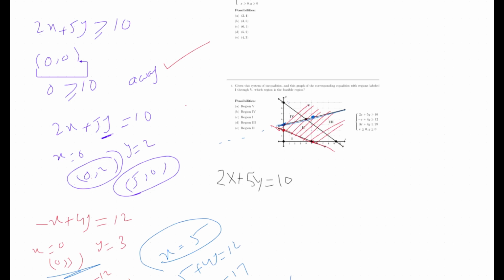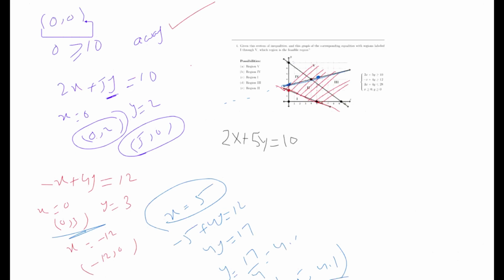Perfect. Now let's take the test point. Negative x plus 4y is greater than or equal to 12. Test point 0 comma 0. 0 is greater than or equal to 12. It's false. So for this one, the solution region will be away from the origin, not towards the origin. So it's going to be above. You got it? Yeah. Perfect.